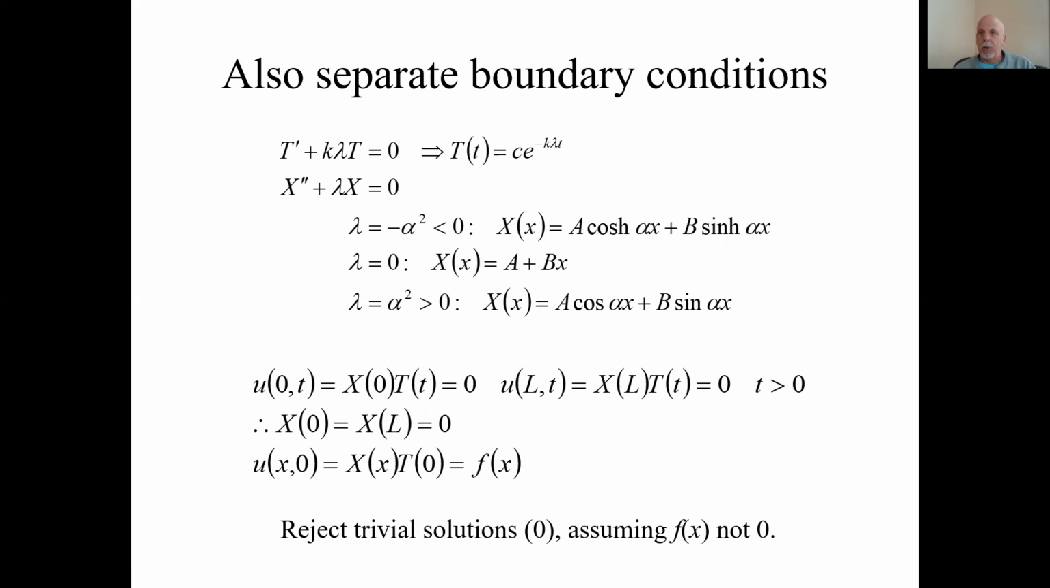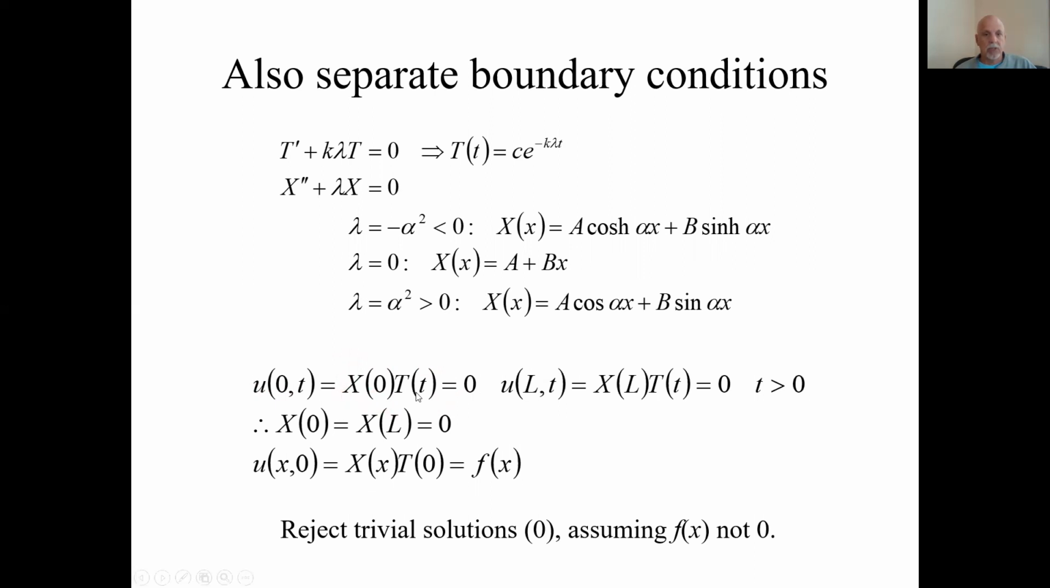So now let's get to the boundary conditions, because we also have to separate variables for the boundary conditions. And let's see, we had a condition where x equals 0, the temperature equals 0. Well, this u at x equals 0 means this.